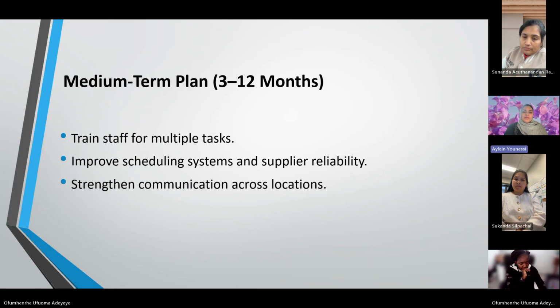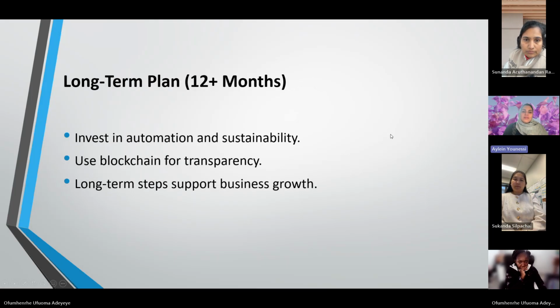Between 3 to 12 months, the company should train workers to perform more than one task. This creates flexibility and helps prevent delays. The company should also improve scheduling systems, strengthen relationships with suppliers, and improve communication between different locations. Doing these steps together improves overall performance. And the last one is the long-term plan. In the long-term plan, the organization should invest in automation and sustainability programs. Using blockchain can also improve transparency and trust in the supply chain. These long-term actions support growth and help the business stay strong in the future.